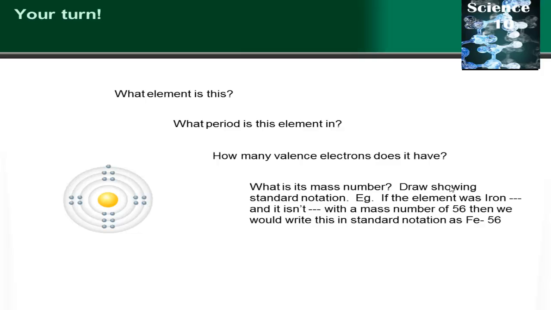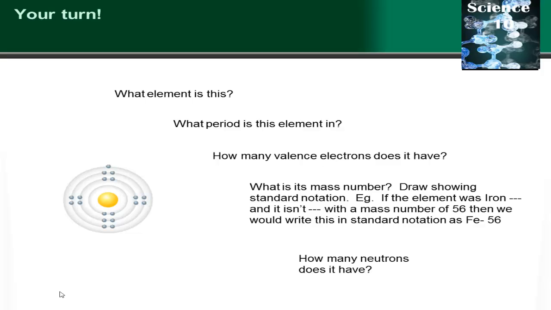An example, if the element was iron, which of course it isn't, with a mass number of 56, then we would write this in standard notation as iron-56. What other information should you be able to tell us? You should be able to tell us how many neutrons it has. So you might want to, at this point, stop the video and just take care of that.